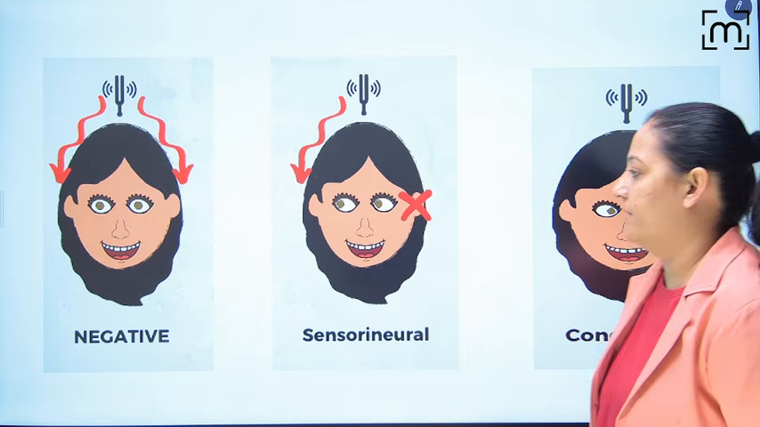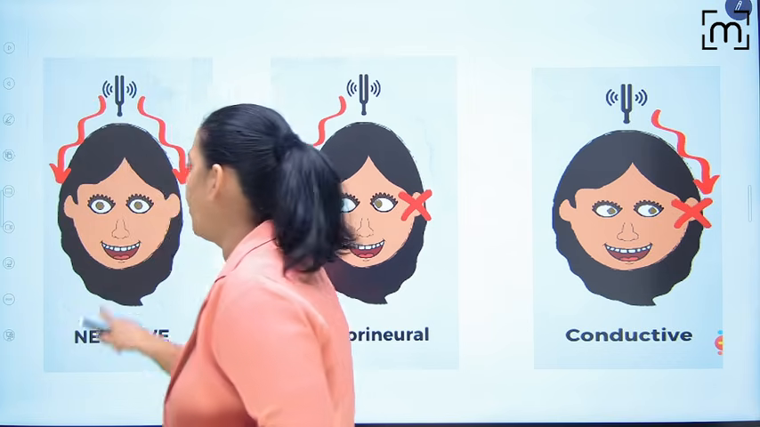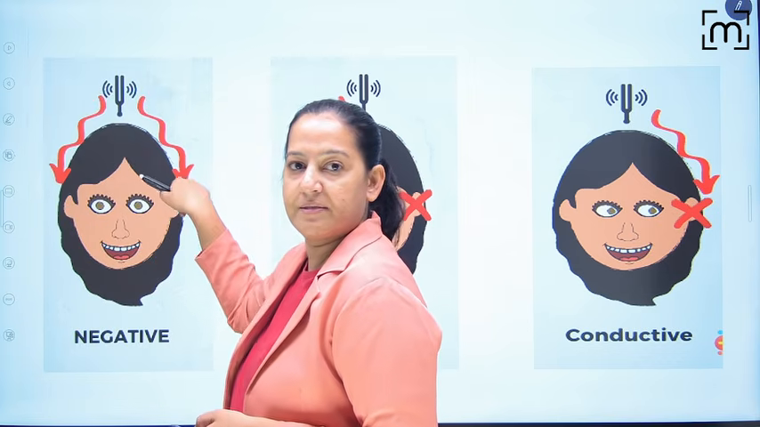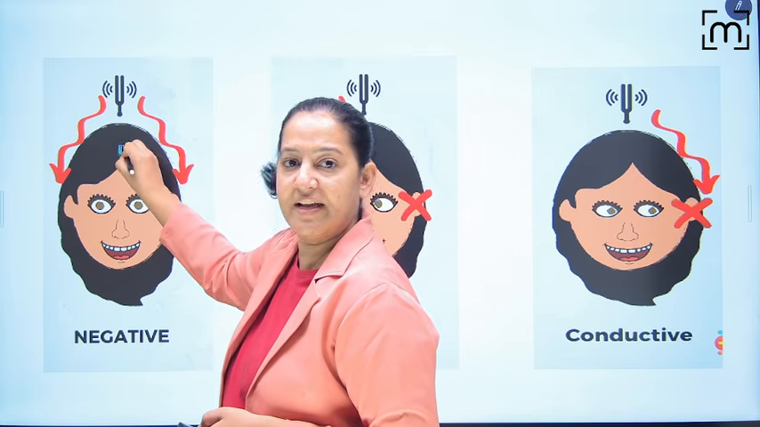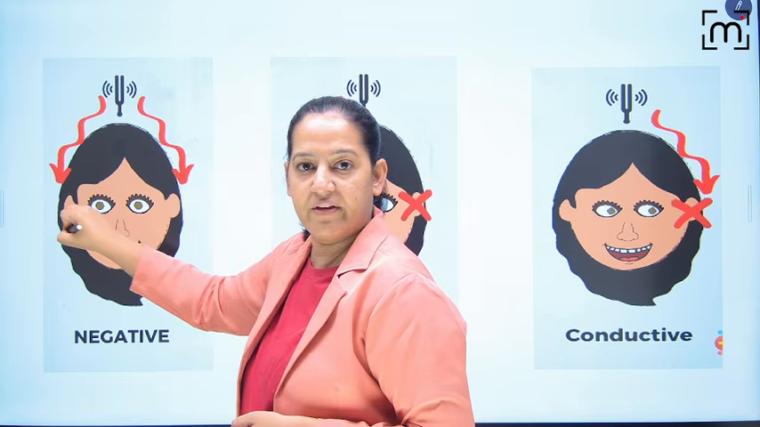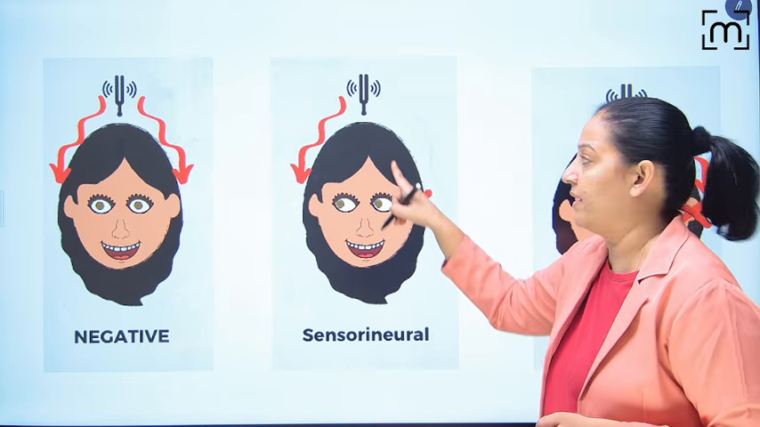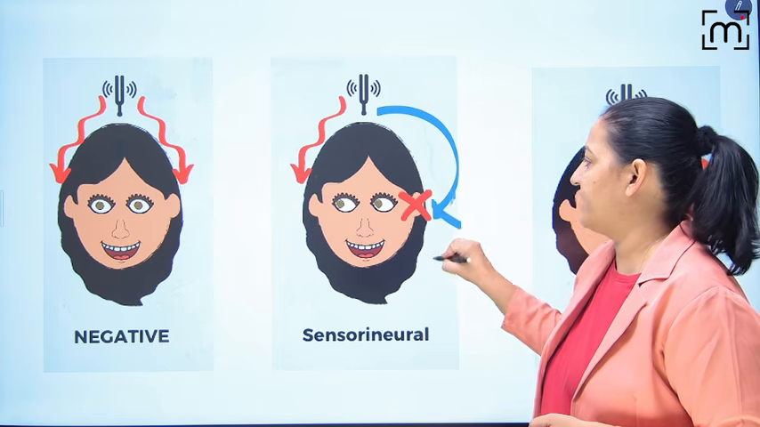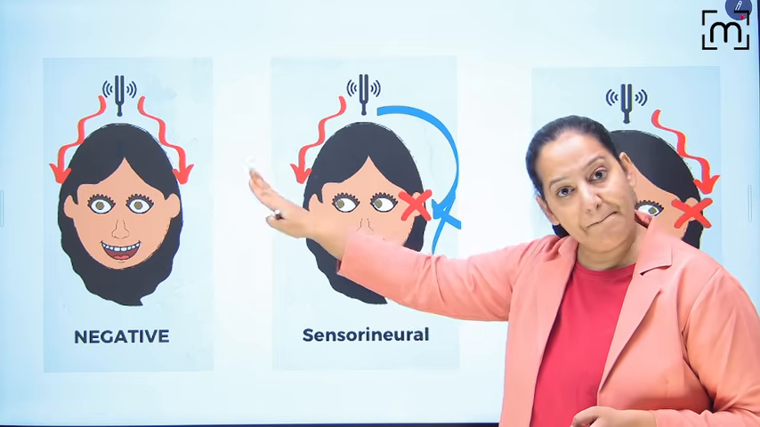If it's normal, it's equal in both ears. You can see it's equal in both ears. When we are putting it on the vertex, the same waves are going here, the same waves. But in case of sensorineural deafness, this ear is having sensorineural loss. So this side mastoid is not activating. Only the other side mastoid is activating. So it is lateralized to the better ear.